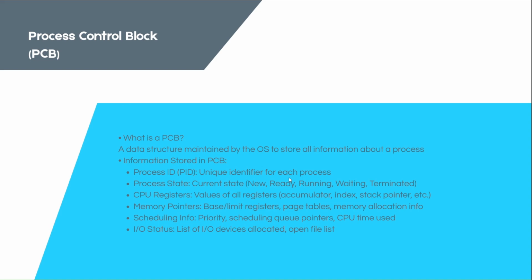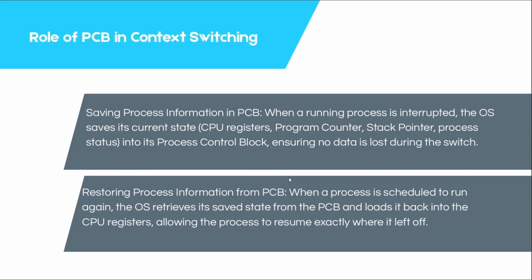So we can move to the next topic, the role of PCB in context switching. In the previous slide, we learned what a process control block is. Now let's understand how it actually helps during context switching. Suppose process A is currently running, and suddenly its time quantum expires. The operating system now wants to execute process B.